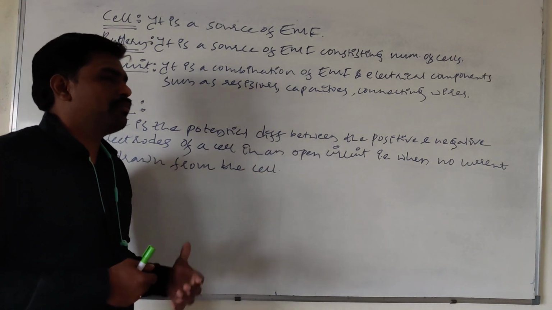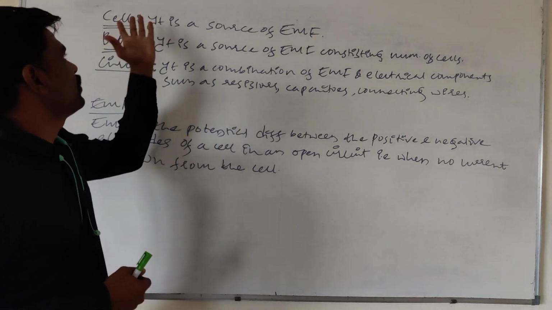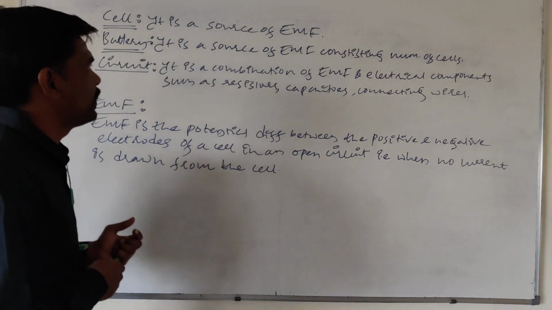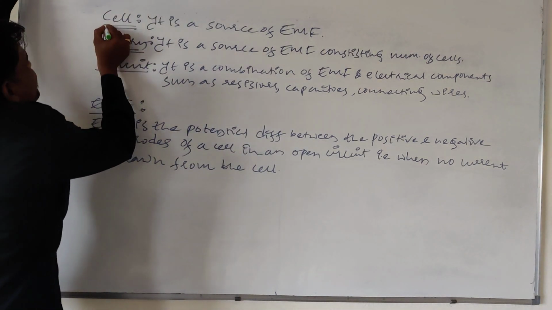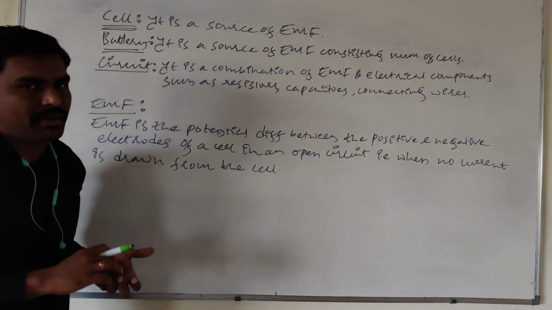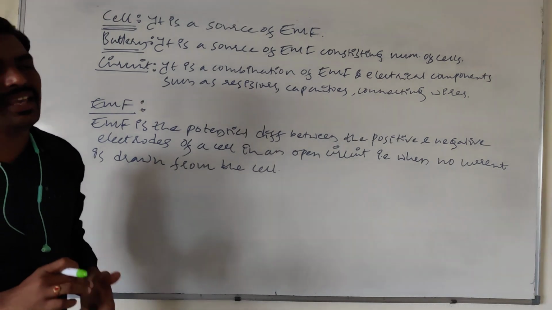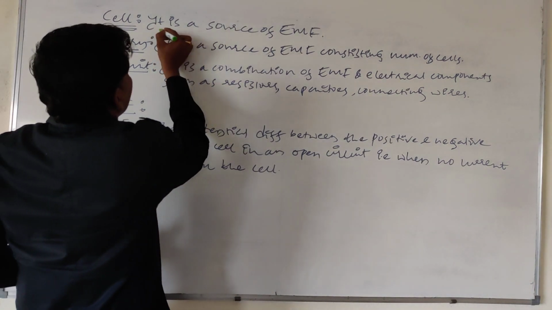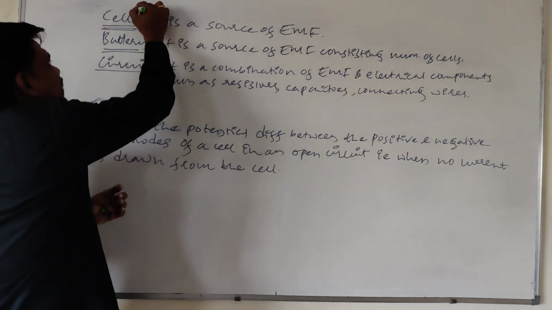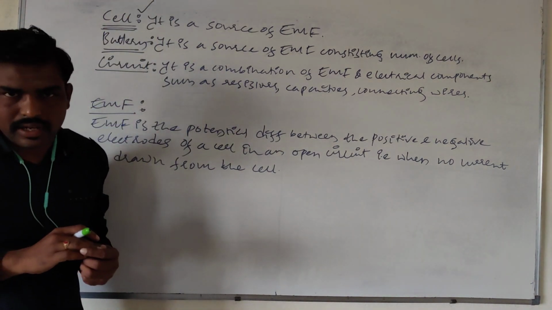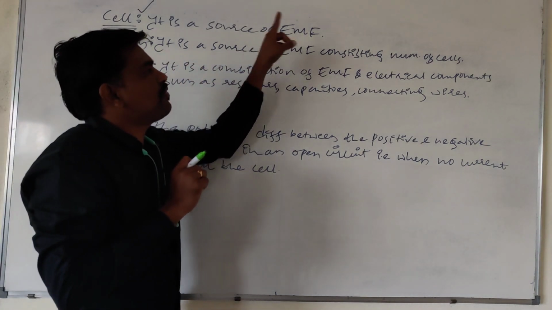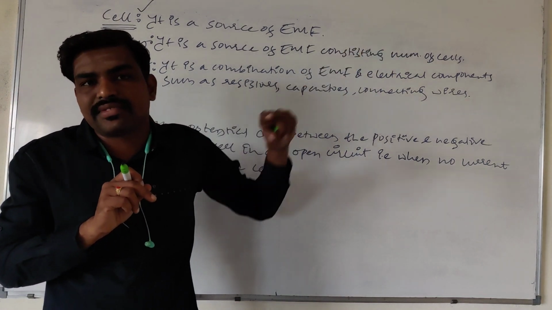Before we move on, we are going to discuss cell, battery, and circuits, right? Now see here, a cell is a source of EMF. It is a source of EMF. So I wrote here, it is a source of EMF, the source, cell. Clear my point? Right. So then what is a battery? It is a source of EMF consisting of a number of cells.